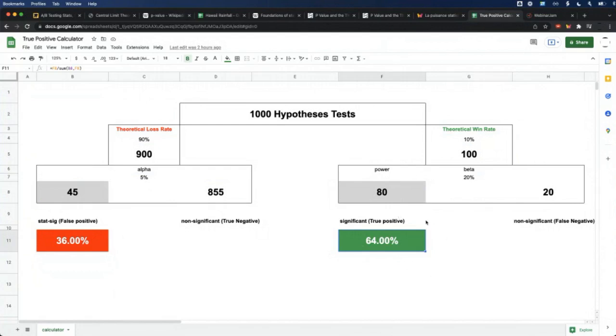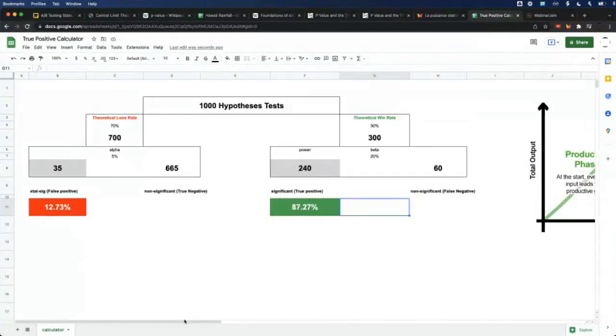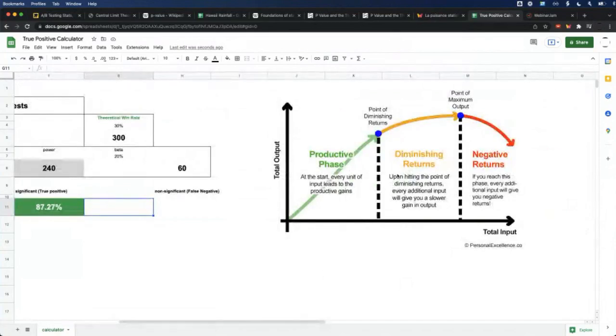But you might say, okay, this is not making sense, because I actually launch about 30% of my experiments. That is how you can see, when you enter 30%, everything changes, and now you are at 87% true positive. For this, I want you to look at another concept: the law of diminishing returns.